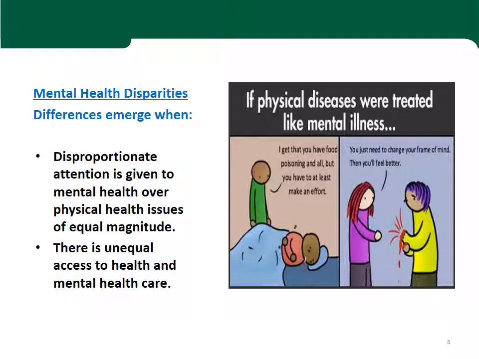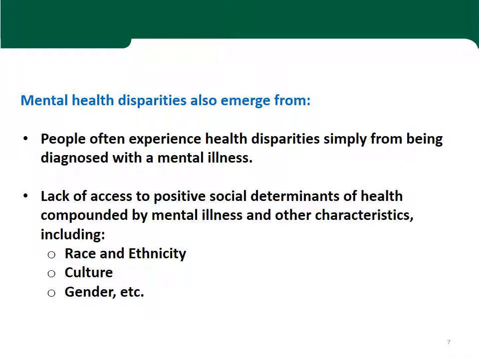Second, we need to understand that disparities arise when people have unequal access to needed health and mental health care based on their personal and background characteristics. These can include their ethnicity, culture, gender, religion, sexual orientation, and level of ability. Third, it's important to know that people with mental illnesses may experience health disparities simply as a function of being diagnosed with a mental illness.